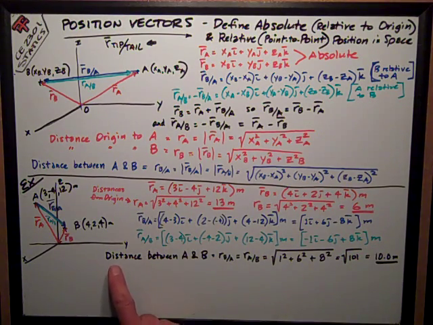Everything's meters. To figure the distance between A and B, it's just the square root of the sum of the squares, which is the same for RBA or RAB. So it's 1 squared, 6 squared, and 8 squared. It's equal to the square root of 101, which is approximately 10.0 meters.